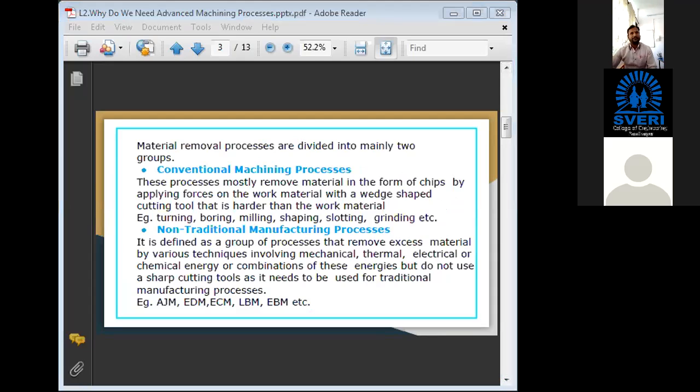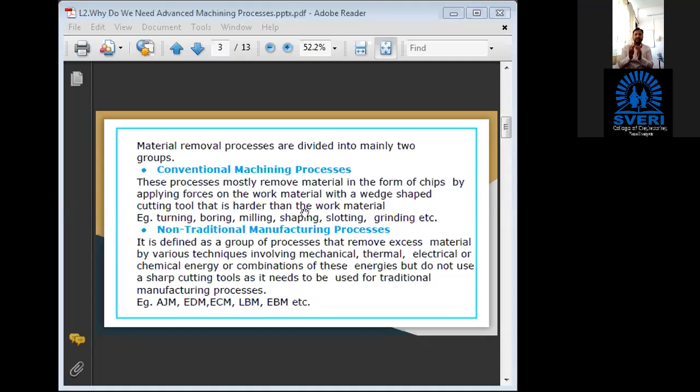Again, the material removal processes are divided mainly into two groups. Which are those two? One is the conventional machining process.